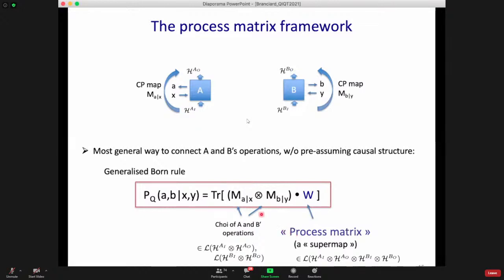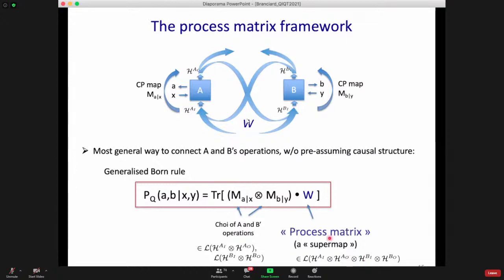So just to say a bit more about this formula, which is really essential in the whole formalism of process matrices. So here again, these are the actions of A and B. Using this Choi isomorphism, I described these as matrices in these tensor product Hilbert spaces. And here the process matrix is something that connects somehow the operations of A and B. The process matrix connects these operations in a very general way. So I didn't say anything about how these are related. This is just the most general way to write the probability: to introduce some mathematical object, W, that somehow relates it, and that lives in this tensor product of all the spaces that have a role to play here.